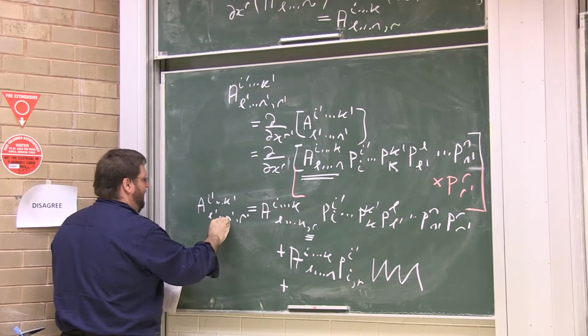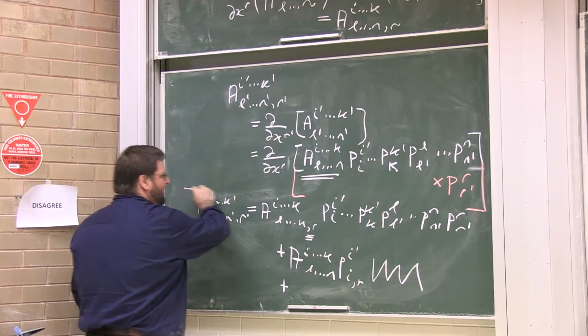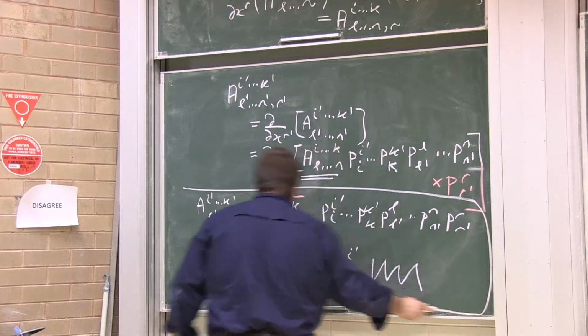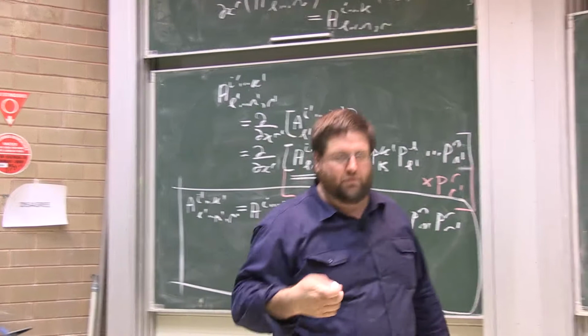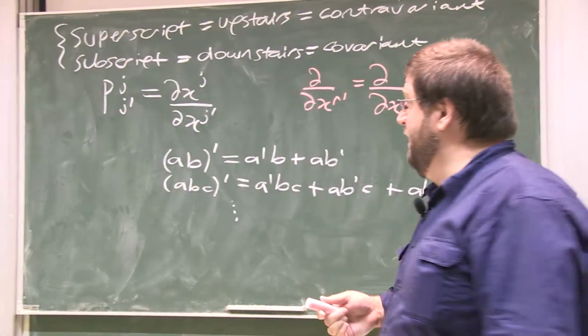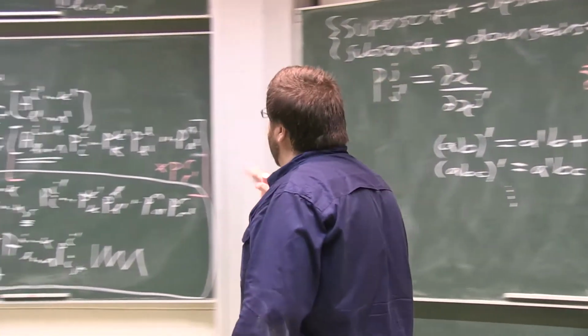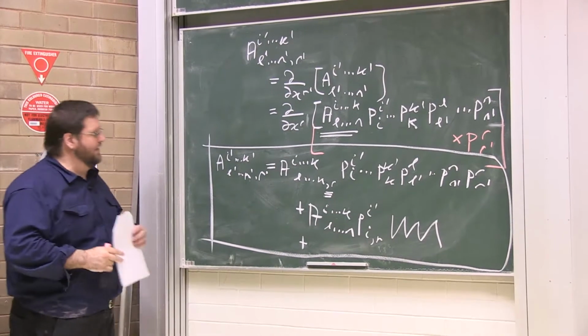I've discovered something profound. I shouldn't be sad. I look at this expression here, and I ask the question, how does the derivative of a tensor transform? And that's how it transforms. But this is not the tensor transformation law. This is not the tensor transformation law. Therefore, the partial derivative of a tensor is a non-tensor.